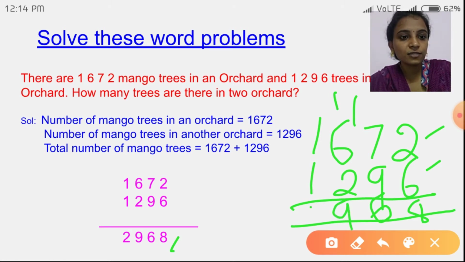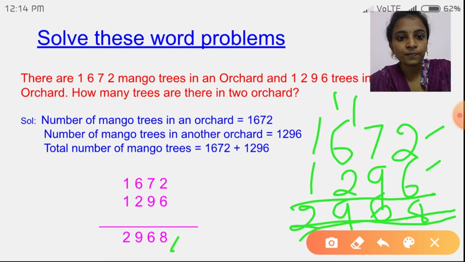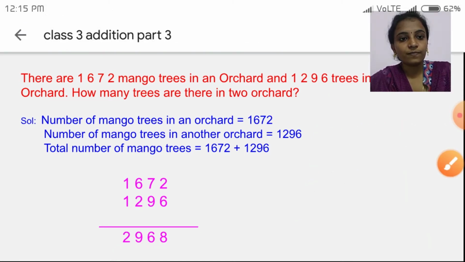So 1 plus 1 is 2. Is it correct? 2968. 2968 trees are there in the first orchard and the second orchard combined. So if we combine these two, how many trees are there? 2968 trees are there. Okay, did you understand this problem? Now I will tell you another problem.